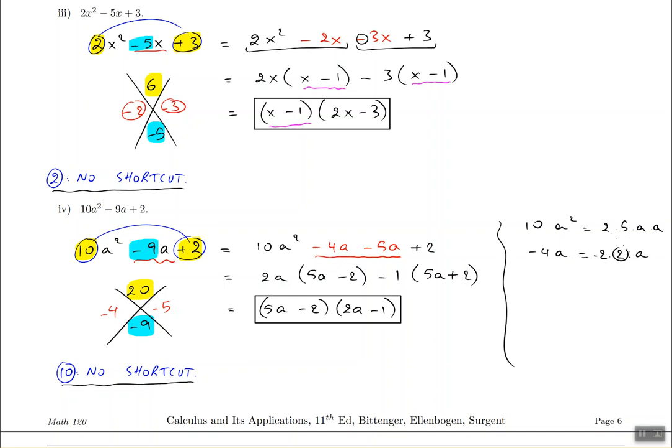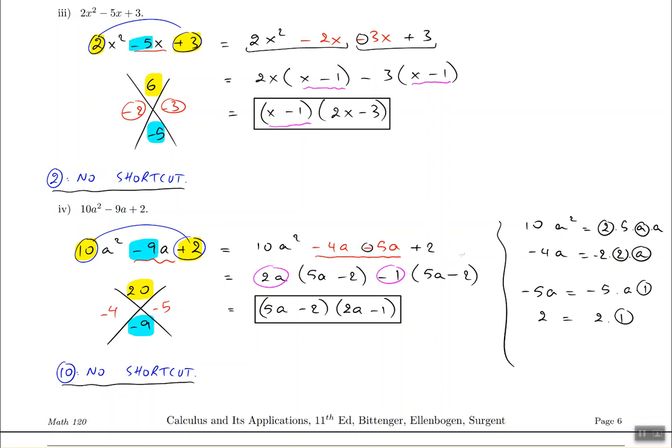As you can see, the 2 is repeating and the a is also repeating. That's the reason why I wrote 2a over on this side. The next two terms have -5a, which is -5 times a, and 2, which is literally 2 times 1. Again, there's nothing repeating, but I can imagine that there's a 1 that's also repeating. And my first term in this case is negative. So that's the reason why I'm factoring a -1 out. And that leaves me with 5a minus 2.